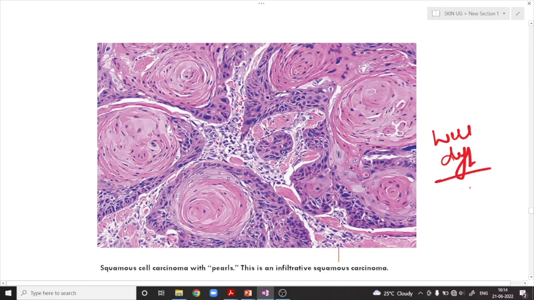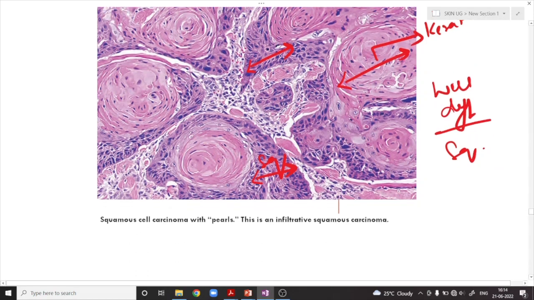Once again, well differentiated squamous cell carcinoma. You can see the infiltration. These are tongues of squamoid islands. These are the squamoid epithelial cells. Okay, and inside you can see this is the keratin pearl. So because it is so well differentiated, you can appreciate the keratin pearls and the squamoid islands. It is a well differentiated squamous cell carcinoma.